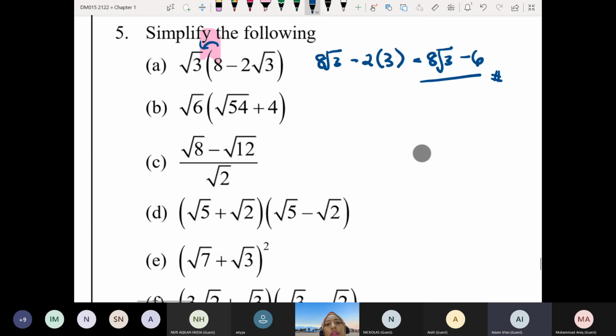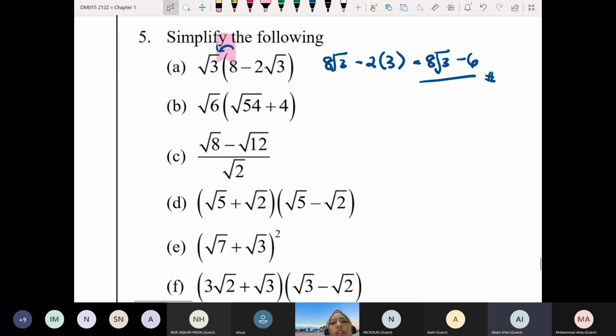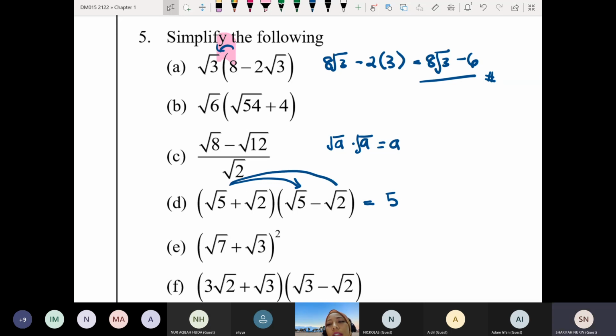5D, you expand sahaja. Root 5 dapat apa? 5. Kita at this stage kita dah tahu root A times root A will give you A. So root 5 times root 5 will give you 5. Okay, minus root 2, root 5.